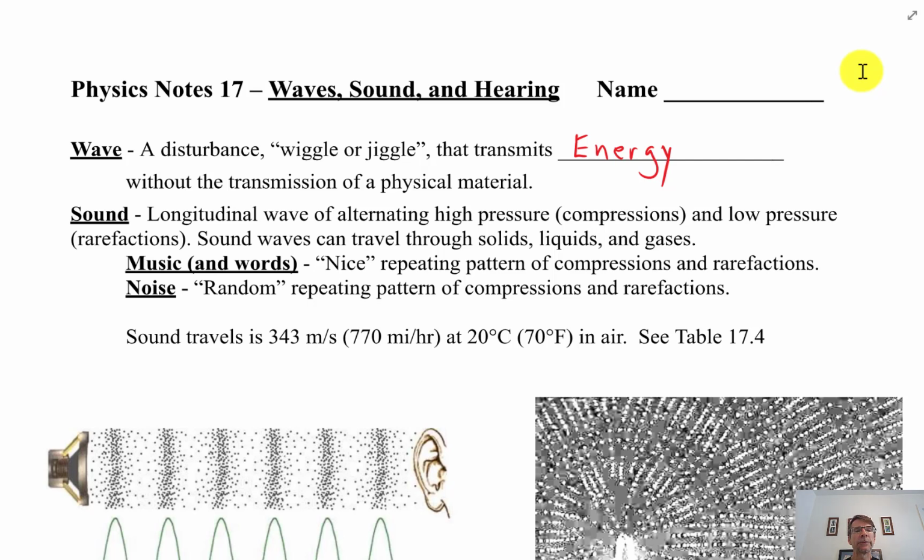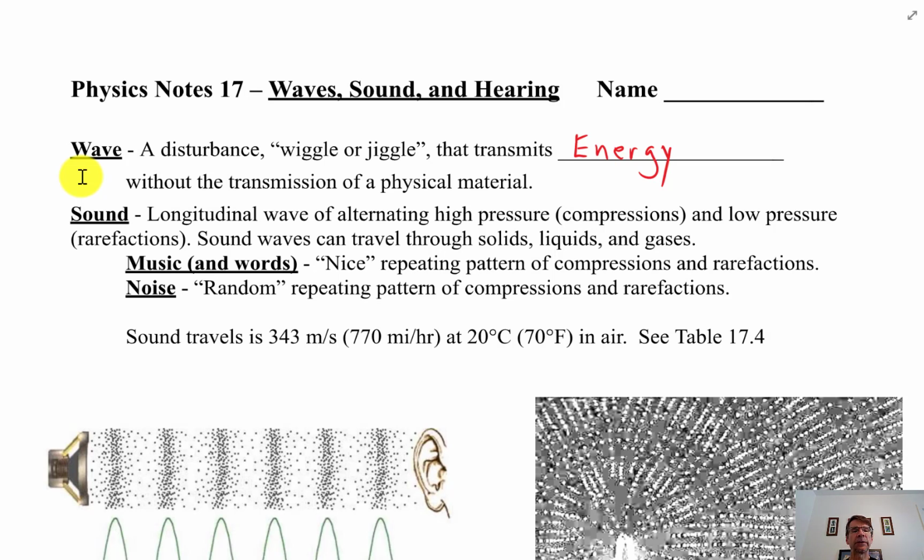But a quick review. A wave in general is a disturbance, a wiggle, a jiggle that transmits energy without transmitting a physical medium or material. The waves travel through a medium, and we went over the different types of waves in Unit 16. You can categorize them by transverse, where the vibrations of the material are perpendicular to the way the energy transfers, or longitudinal, of which sound is one of the best examples, pretty much the only example, other than a slinky, which we won't really talk about a whole lot.